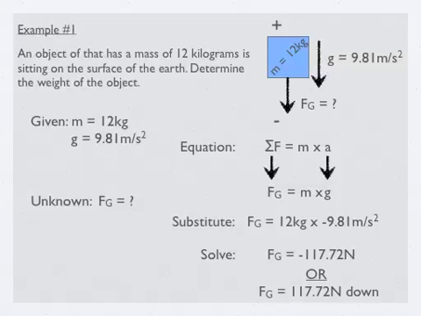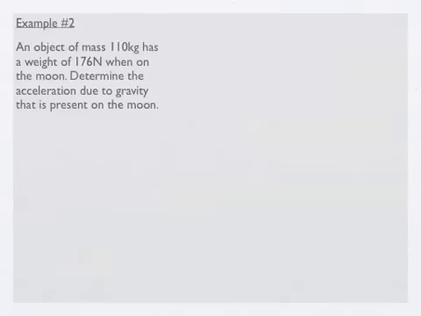So this is a basic type of weight problem. You'll notice that with any of our weight problems, we really only have three different things that we can solve for. So let's move into our second example here. Example number 2 now gives us two pieces of information. An object of mass 110 kilograms has a weight of 176 newtons when on the moon. Determine the acceleration due to gravity that is present on the moon.